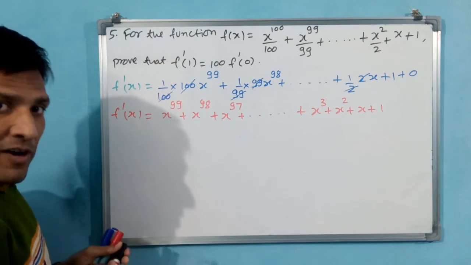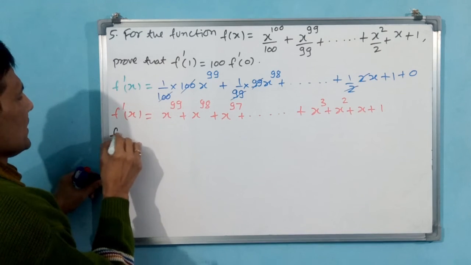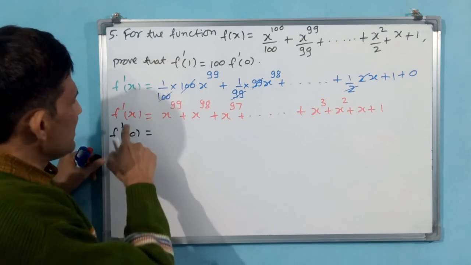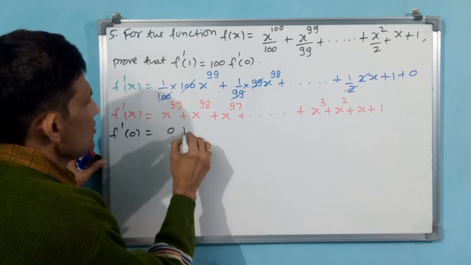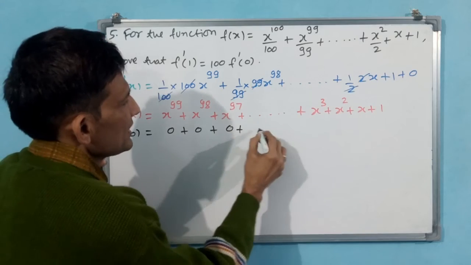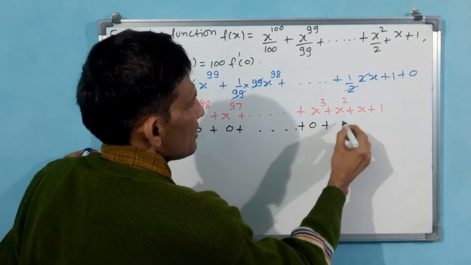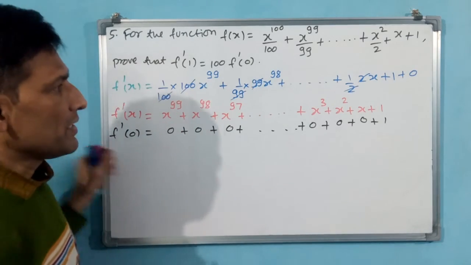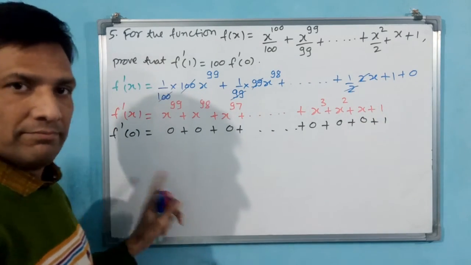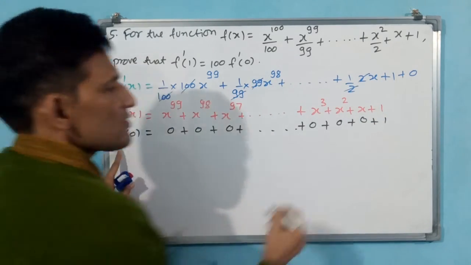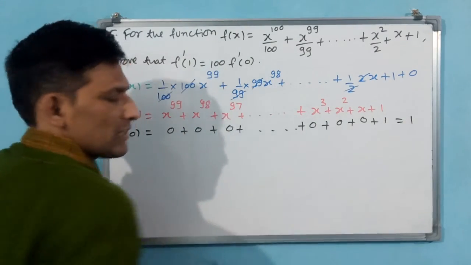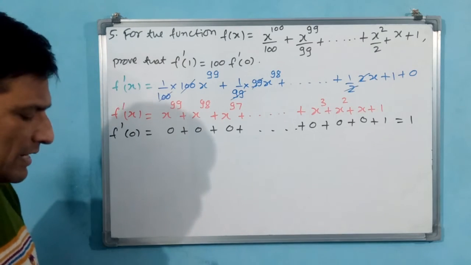Now find f dash 0. In f dash 0, wherever x is there, zeros have to be put. 0 plus 0 plus 0 plus 0 plus 0 plus 0 plus 1. Why? Because 1 you cannot make 0. Okay? How much is it going to become? 1. Why? Because all zeros plus 1 means 1. Okay? This we have understood.